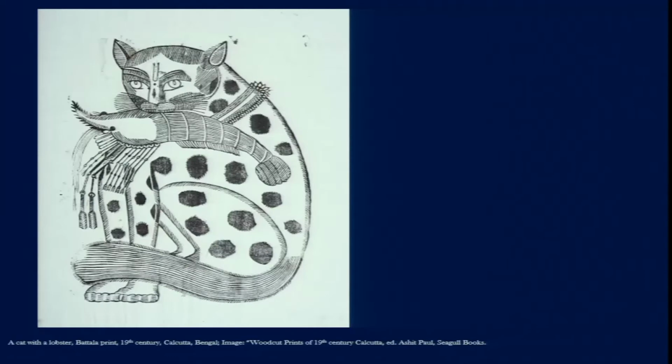And then there was also a huge enterprise in terms of making images. When we see the images in Batala, these images are made for book illustration. At the same time we also see something called the broadsheet prints. So what is a broadsheet print? A broadsheet print is an individual print which is not associated with a book.